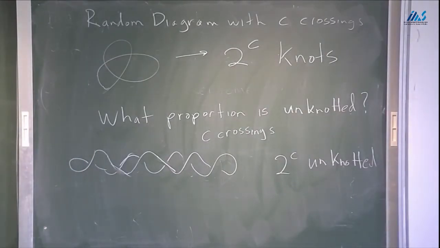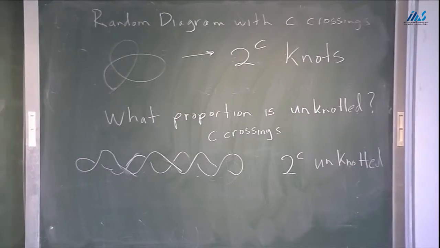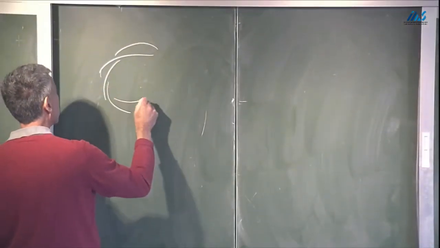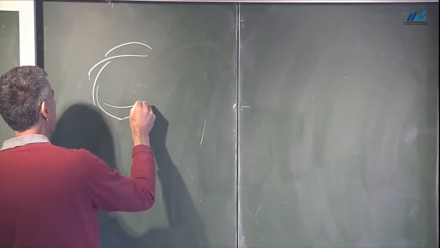Let's try another example. This is a little combinatorics to count this one. This is the 2n torus knot we looked at before.